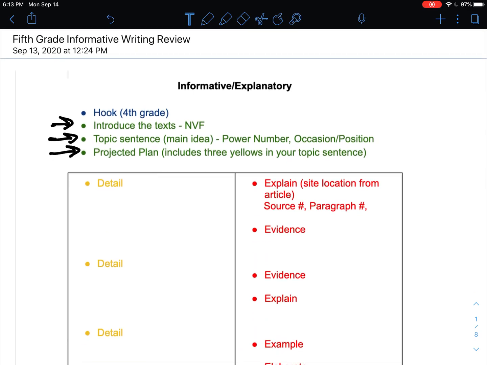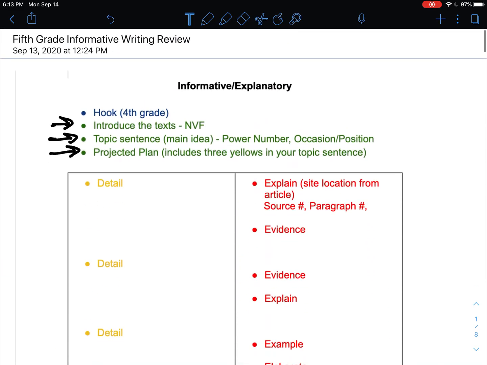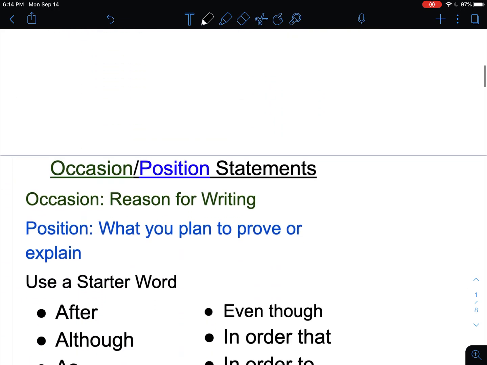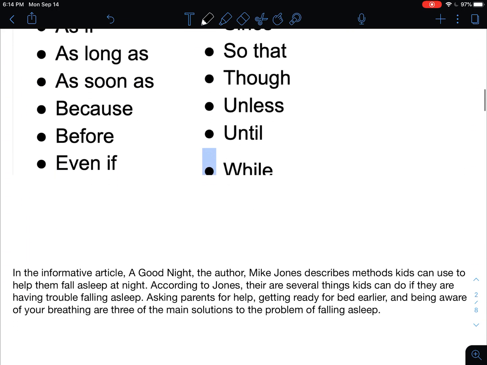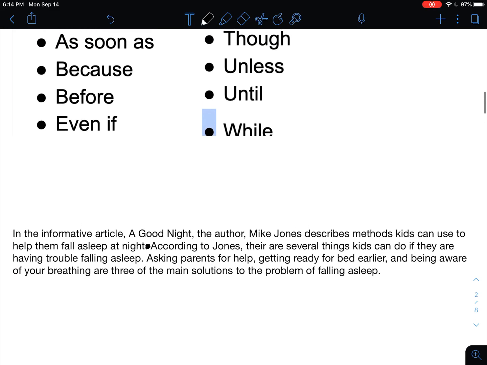All right, so then I get to my topic sentence. I can use a power number or an occasion position. I wanted to try, and I want you guys to try, a power number today. So here's the beginning of my power number: According to Jones, there are several things kids can do if they're having trouble falling asleep. And that topic sentence is going to lead you into your projected plan.